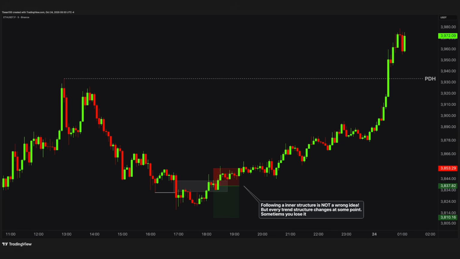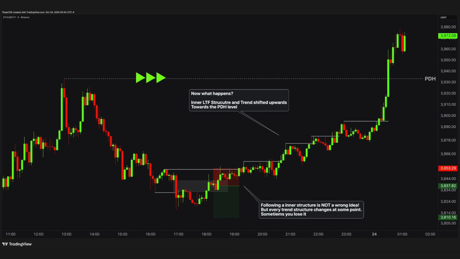But then, at some point, the internal structure shifts. The price starts pushing higher and higher, making new higher highs over and over again, and it begins moving strongly to the upside. Now, at that stage, you need to ask yourself, where is this bullish short-term move heading towards? And the answer is simple. It is heading towards the PDH, which stands for the previous day's high level.